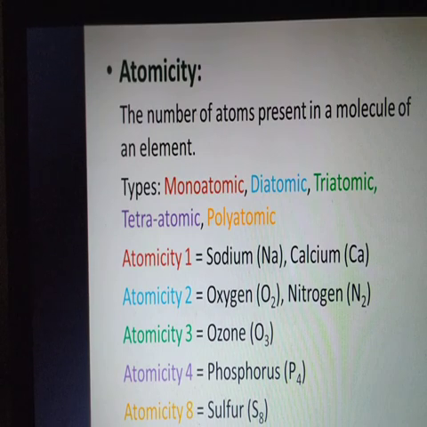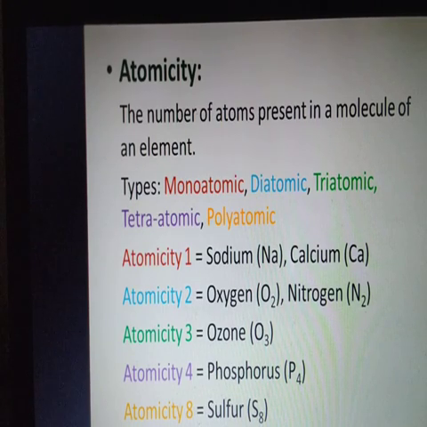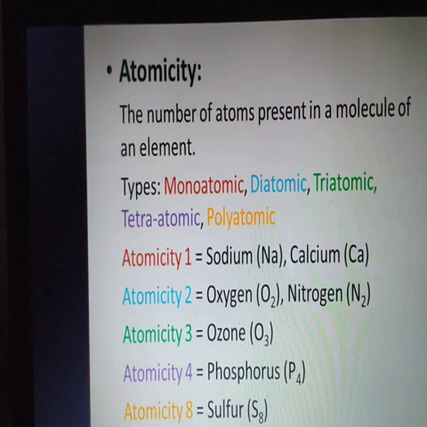That's all, a simple thing. How many atoms are present? That's all. If I move on, how many atoms are present? It can be one, two, three, four, and so on. Based on the number of atoms present, the terms are given and the classification has been done. How? Monoatomic, diatomic, triatomic, tetraatomic, polyatomic.